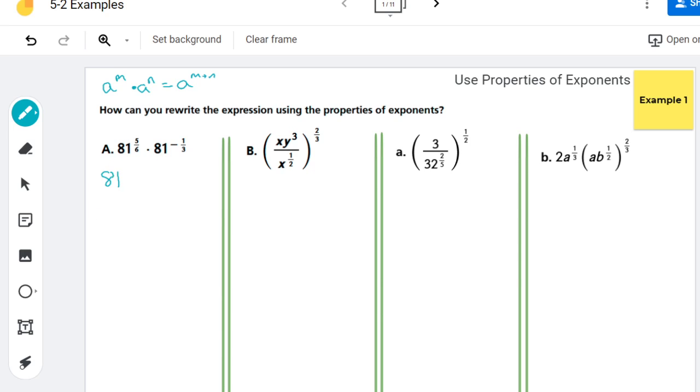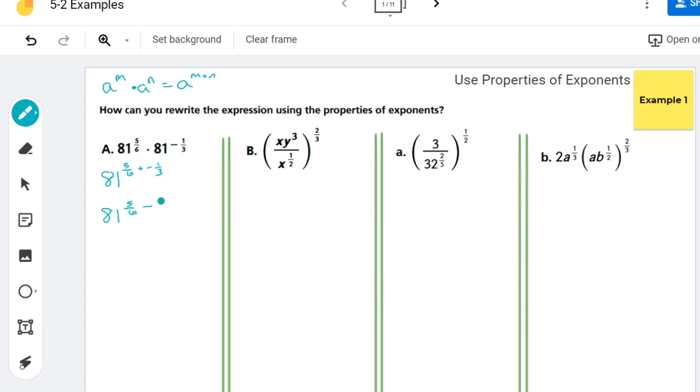And so I can combine this into a single 81 raised to the power 5/6 plus negative 1/3. So now the properties of exponents still allow us to treat these like normal fractions. So I need to add together 5/6 and negative 1/3. So what I'm doing now is I'm finding a least common denominator. Here in this fraction, that would be 6. I'm also just going to call this subtraction because when you add a negative, really you're just subtracting.